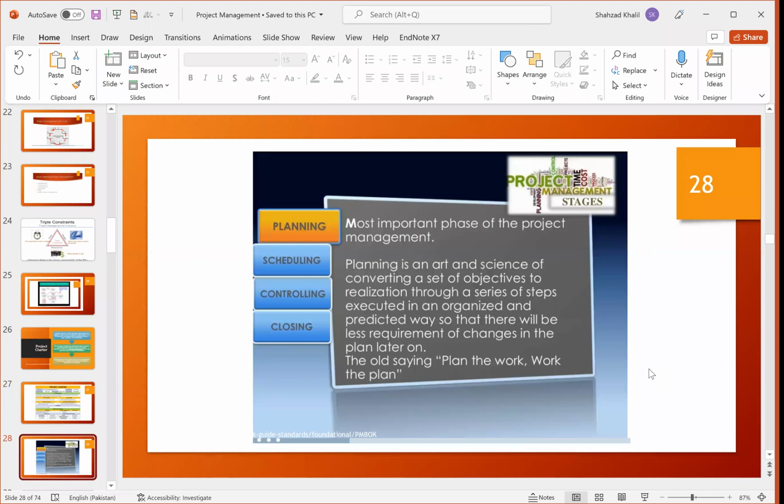So planning, after that comes planning. The most important phase of project management. Planning is an art and science of converting a set of objectives to realization through a series of steps, executed in an organized and predicted way, so that there will be less requirement of changes in the plan later on. The old saying: plan the work, work the plan.